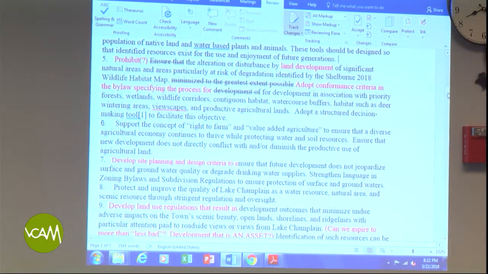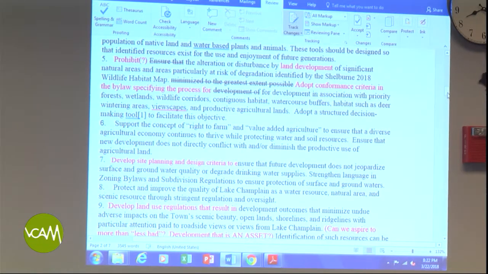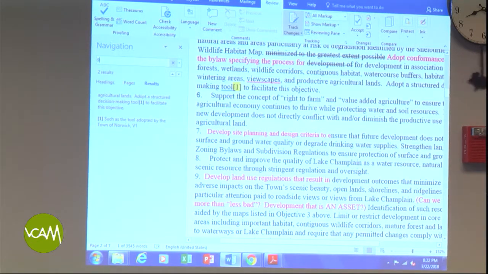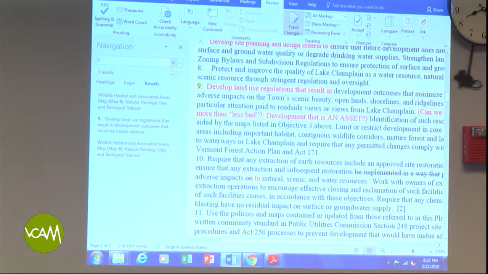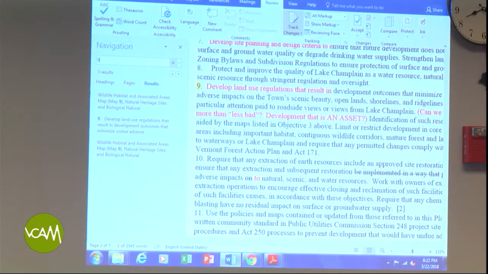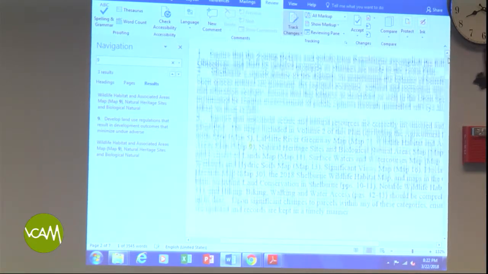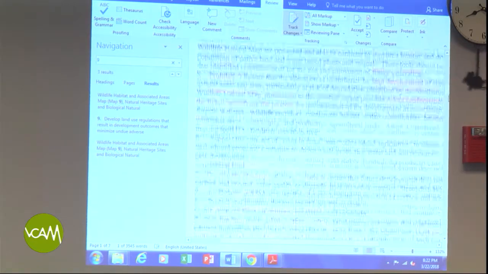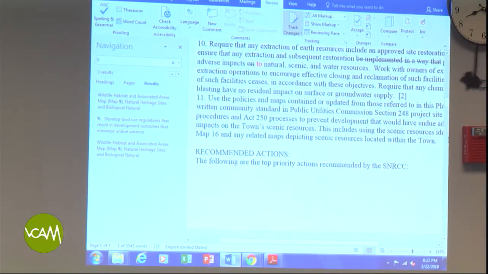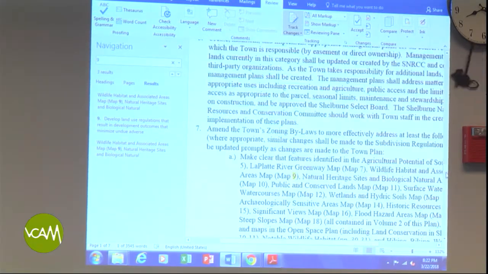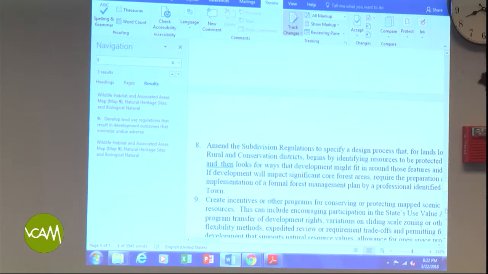I'd point you to the recommended action section, item number 9, which is before the agricultural specific section. Item 9 is create incentives or other programs for conserving or protecting map, scenic, and natural resources. So we're trying to suggest some of those kinds of incentives.